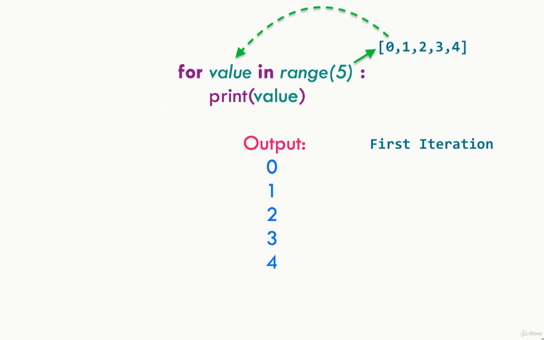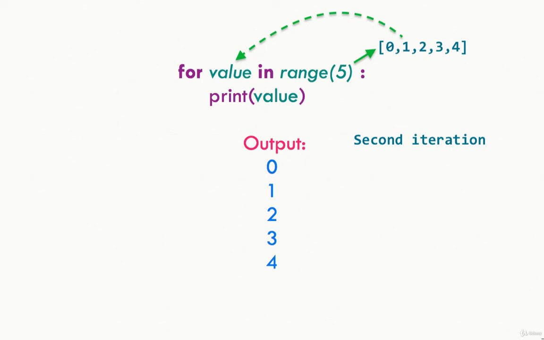For the first iteration of loop, first value of list, that is 0, will be inserted in variable value, and then it will be printed by print command in the body of loop. Then in the second iteration of loop, second value of list, that is 1, will be inserted in the variable value and it will be printed. Similarly, in the third iteration of loop, third value of list, that is 2, will be inserted in variable value and it will be printed on screen. This loop will continue for all the values of list.